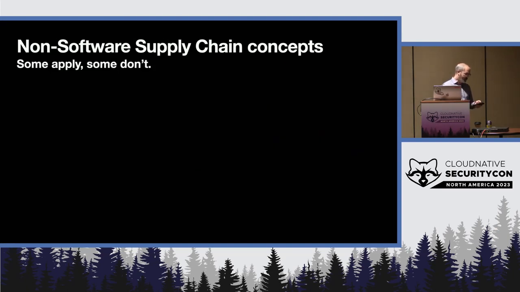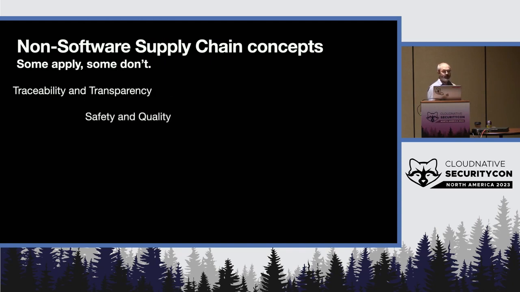So let's talk about some non-software supply chain concepts. Some of them apply and some don't. So traceability, where did these raw ingredients come from? Transparency, who made the product, what's in the product, what are their qualifications? Safety and quality. In the non-software supply chain, these are things like storage of the product, freshness, proper packaging, but certainly safety and quality are relevant concepts to apply. Logistics, in this case, we can think about logistics for software as our pipelines and resource utilization of those pipelines.